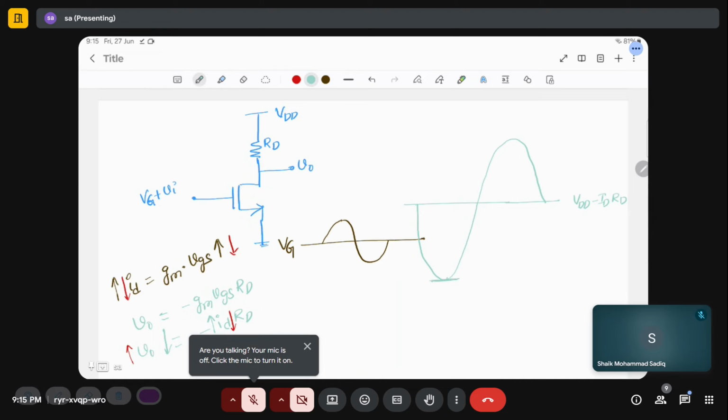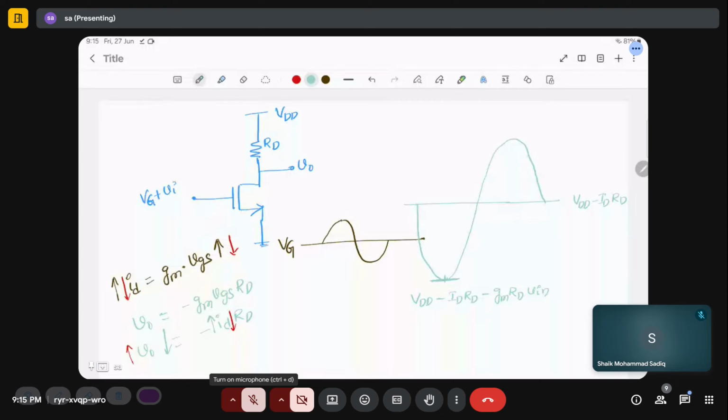What is this voltage? The instantaneous voltage at this point is VDD minus ID RD, minus GM VGS RD, at times of VG. Can it go till zero? Can the drain voltage go to zero?